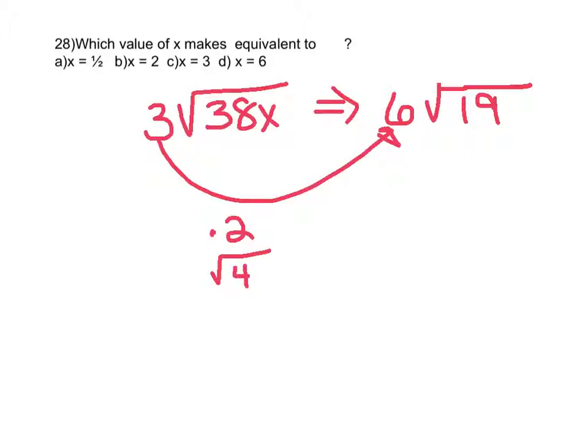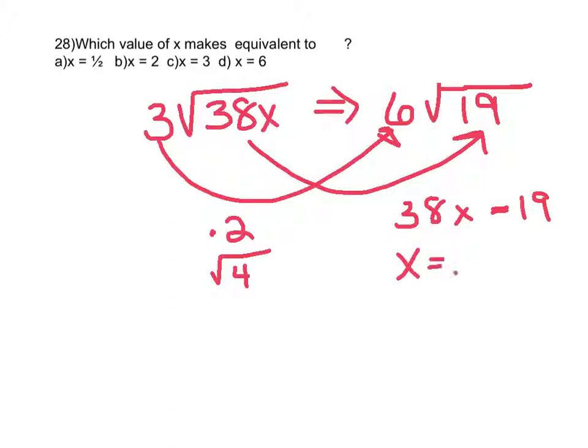To get from 38 to 19, 38 times what is going to give me 19? Basically what you're doing here is you're dividing both sides by the 38, and you'll get that x equals 0.5, or 1/2. So now you have to multiply these together, and that's going to give you 2.